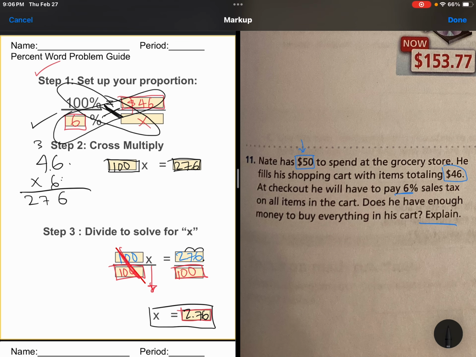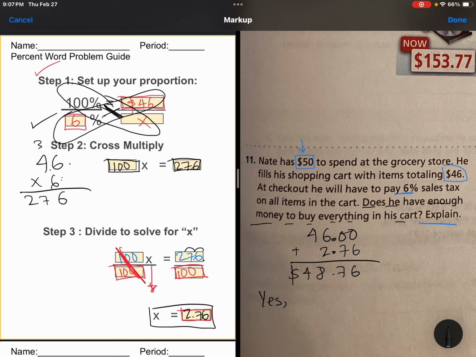So if we add this amount to the total, $46.00, of course, to take into account the decimals, plus 2.76. Okay, I make sure I align my decimals in here. I'm gonna add that, and we get $48.76 total. So the question is, does he have enough money to buy everything in his cart?